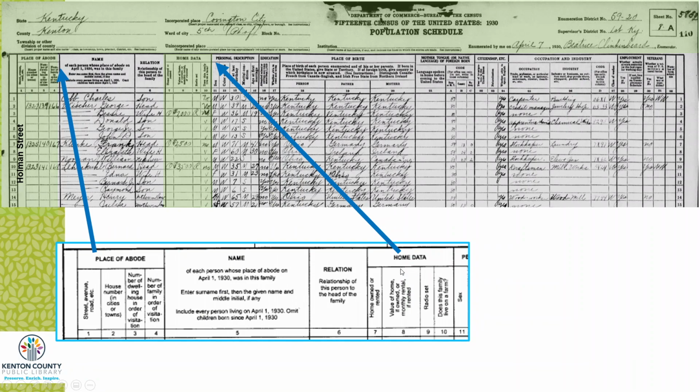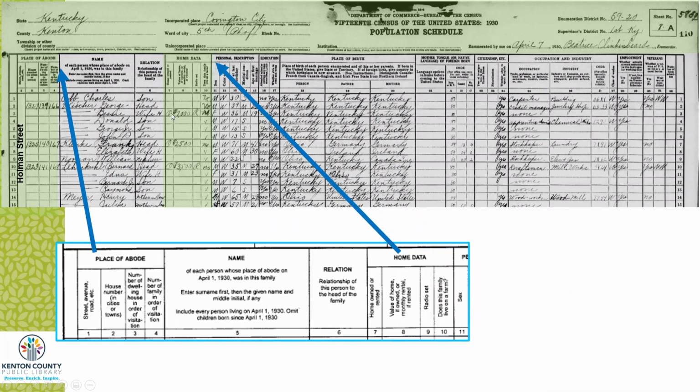Okay, so in 1930 they brought back the home data column. They asked questions again about the place of abode. So we get the street number, we get the house number, which we need for our property. And then we once again are getting whether or not the home is owned or rented. In this one, they asked for the value of the home or the price of the rental if it's rented.